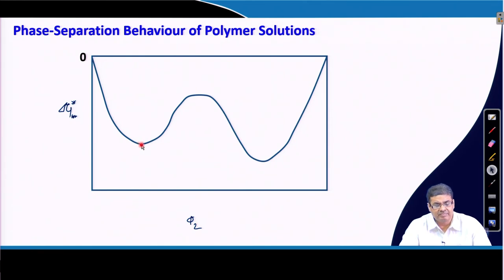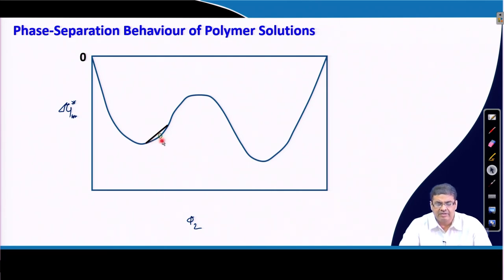Obviously, the compositions below this point are stable, as we discussed in the last slide. Similarly, the composition beyond this point, to the right side of this point, is also stable. Now, let us consider a situation: a polymer solution having a volume fraction of the polymer that corresponds to this point.